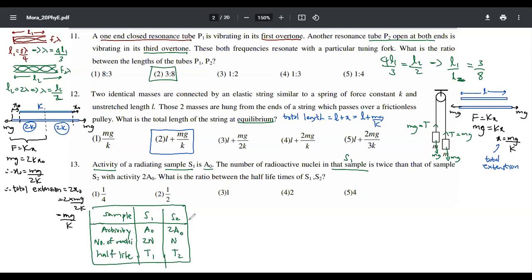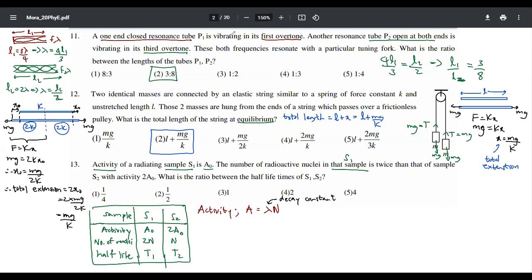Right, now let's start comparing. What are the equations, people? Now we have an equation for half-life. We have an equation for activity. First of all, what is the equation for activity? Activity A is equal to lambda N. Agreed? Lambda N. This is the equation. What is lambda? Lambda is what you call the decay constant.